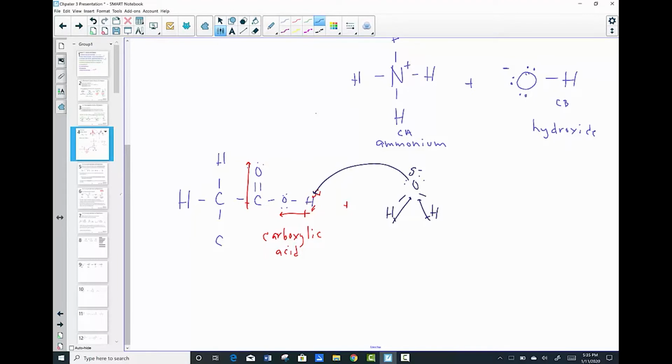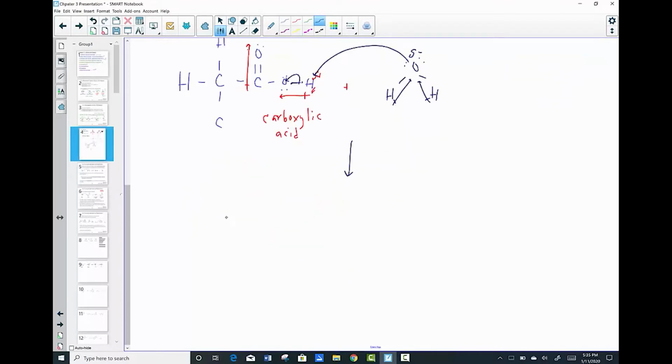And when it does so, the shared pair in this covalent bond collapses back onto the oxygen. And what results are conjugate pairs. The carboxylic acid, when it loses its proton, forms a conjugate base that has an O negative, because now the formal charge there represents a -1. This is the conjugate base of acetic acid. This would be the polyatomic ion called acetate.